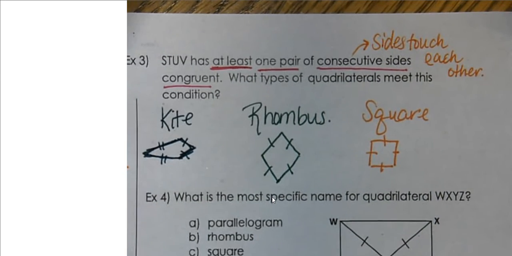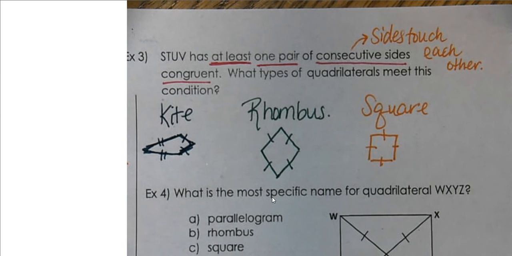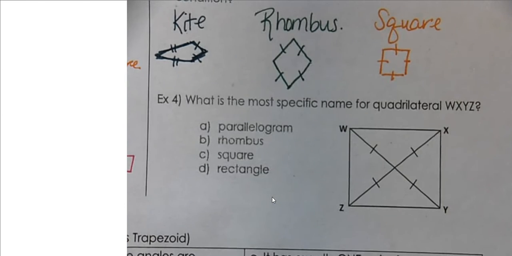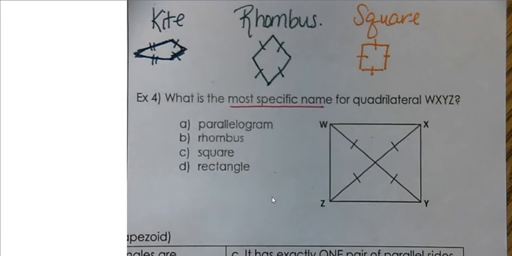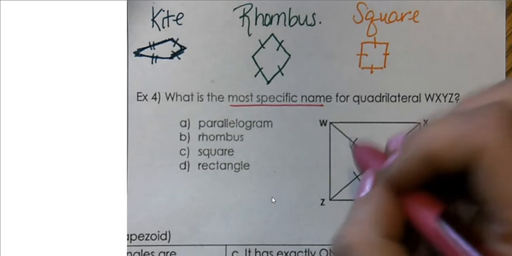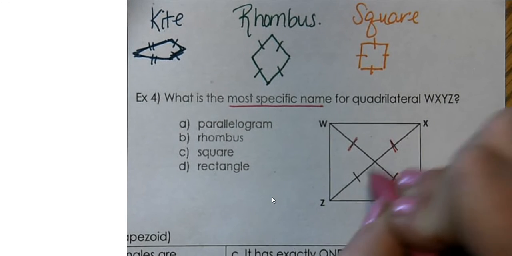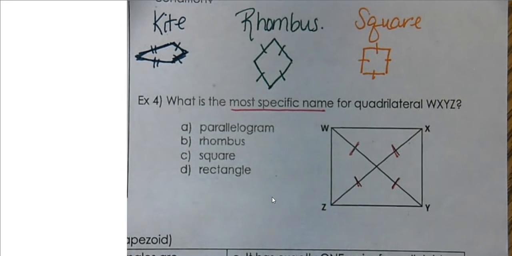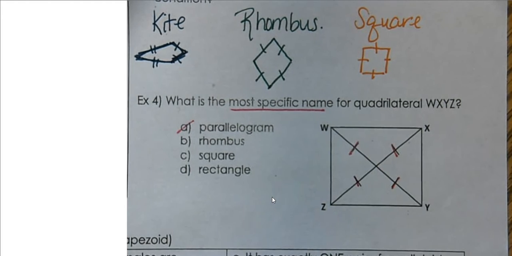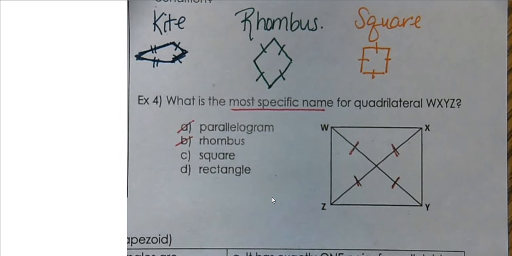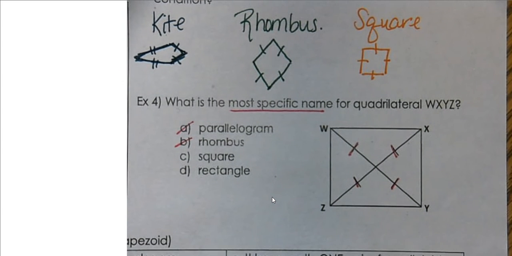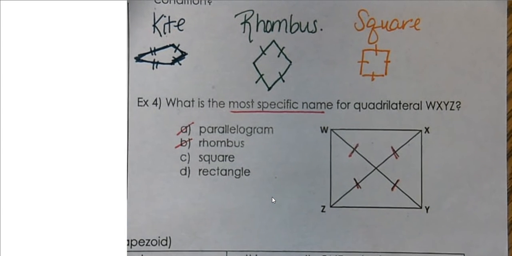So the sides touch each other. Let's go ahead and talk about example number 4. Example number 4 says, what is the most specific name for the quadrilateral that you see here? So what I see in this is I see diagonals that are congruent. And so in a parallelogram, diagonals are not congruent. In a rhombus, diagonals are not congruent. In a square, they are congruent, and in a rectangle, they are congruent. So we have to make a decision about which one it is.